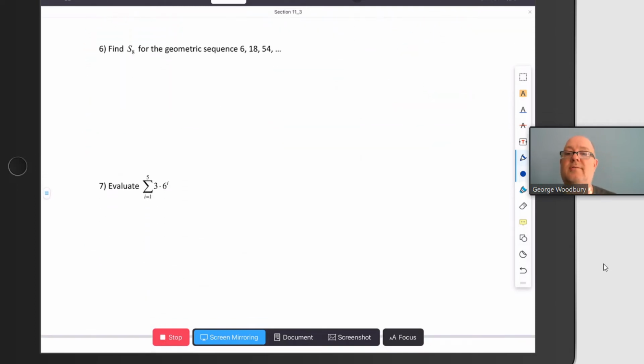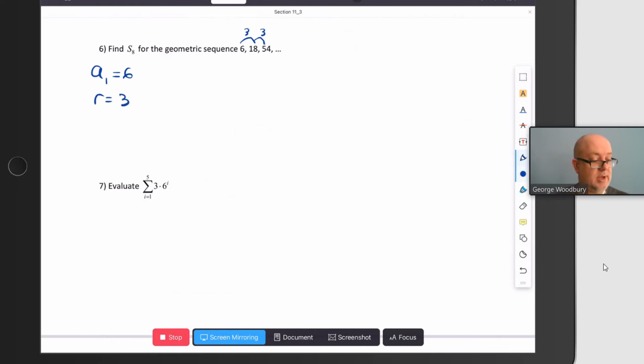Problem 6, find S sub 8 for the geometric sequence 6, 18, 54, etc. If it's a geometric sequence, I know that a sub 1 is 6. I want to make sure that we're multiplying by the same number each time. I could do it by dividing. 18 divided by 6 is 3. 54 divided by 18 is also 3. So the common ratio is 3.